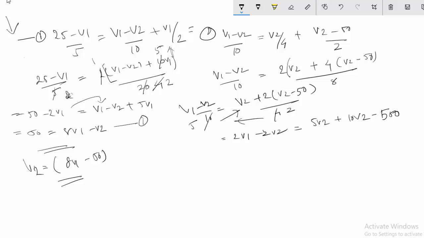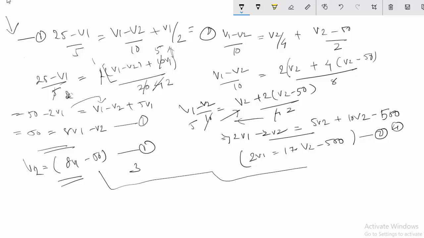So when you are simplifying this full thing, what you will get is 2v1 is equal to 17 v2 minus 500. Now you have got this as your second equation, and this is your first equation. By solving the first equation, you can name it as any, like a third equation or a fourth equation, whatever sequence you are going on.